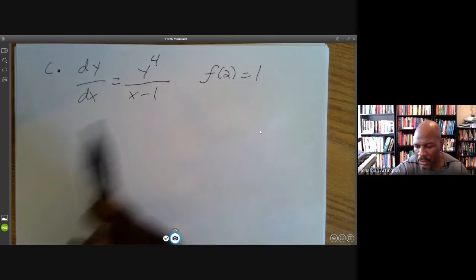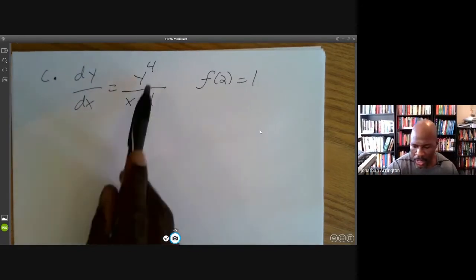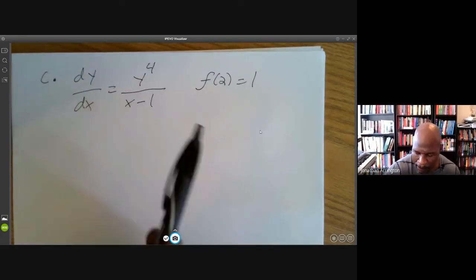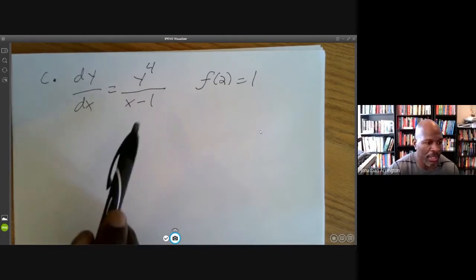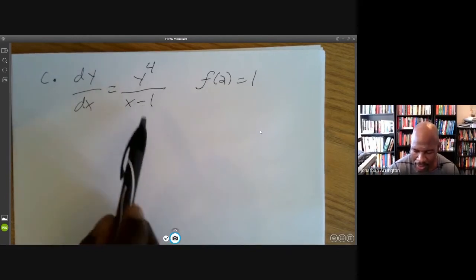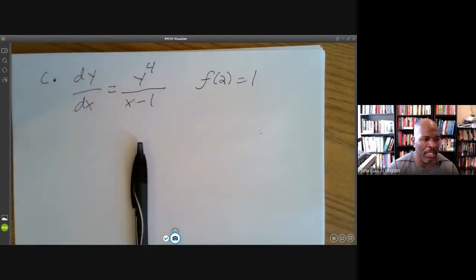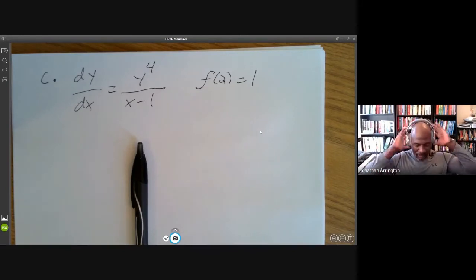All right, so we have dy by dx equals y to the 4th over x minus 1. So the differential equation is a function of x and y. And as you can see, this is a separable differential equation. And you know what we do when we have a separable differential equation? First you separate and then you integrate. Just follow these steps and you will do great. First you separate.